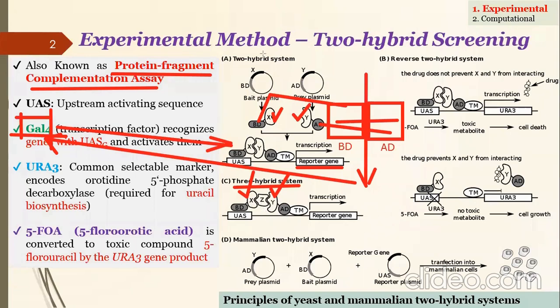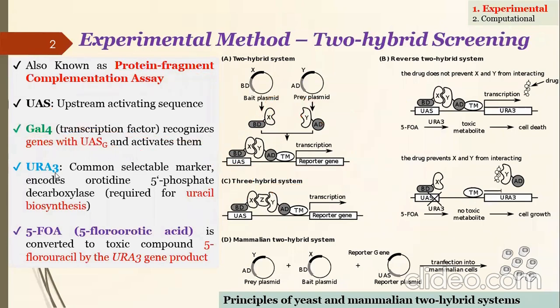Okay, let's check the other things. URA3 is a common selectable marker, and it encodes orotidine 5' phosphate decarboxylase. There are two kinds of markers. One is selectable, the other is screenable. In a screenable marker, we screen for positive and negative. A selectable marker is one where the non-selected cells are discarded or cell death occurs. So a selectable marker means the surviving cells will be selected. URA3 is a common selectable marker, and it encodes an enzyme, orotidine 5' phosphate decarboxylase.